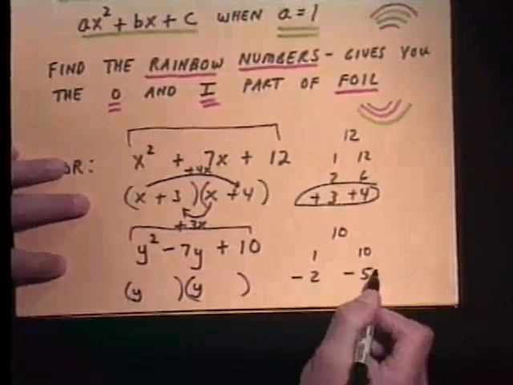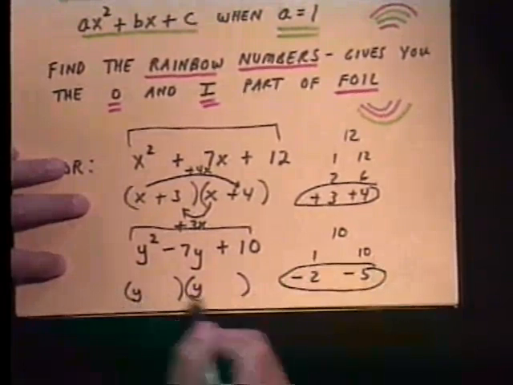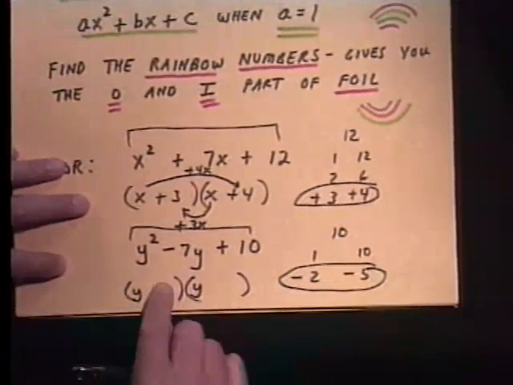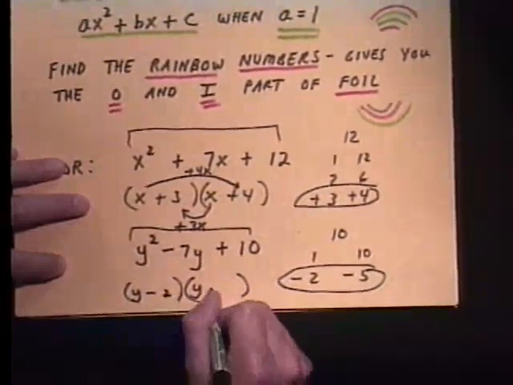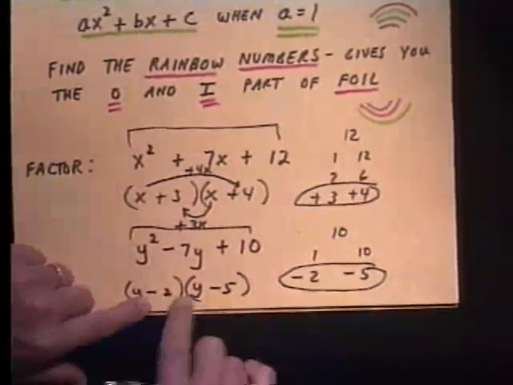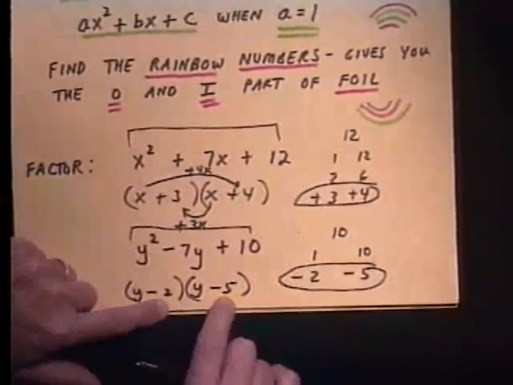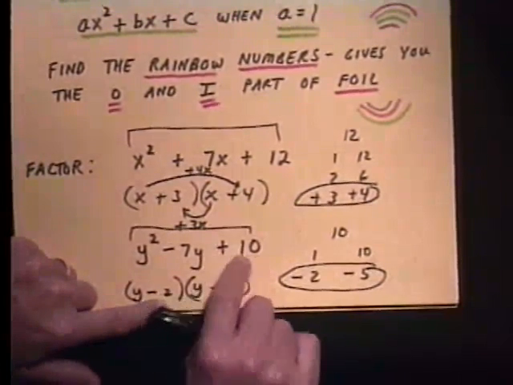And then you know these are the rainbow numbers. You can go ahead and put them in either parentheses. You can put -2, -5, or -5, -2. And you also know when you check this that when you have a negative times a negative here, that's going to force a positive 10 here.